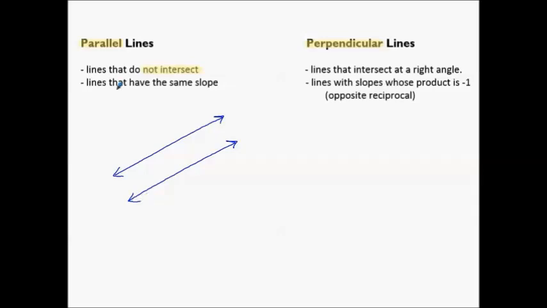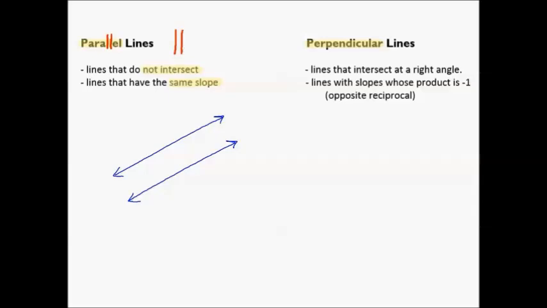These are lines that have the same slope, as you will recall from Algebra 1. The symbol we use to write parallel looks like the two L's in the word parallel. It looks like two parallel lines. This is the symbol that means parallel.